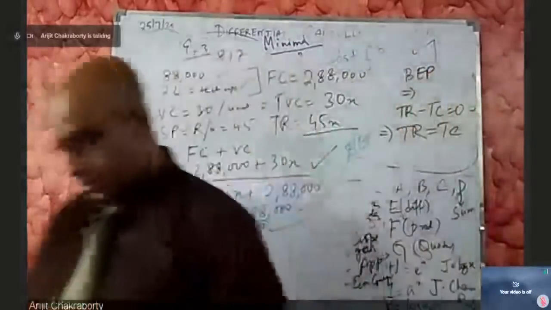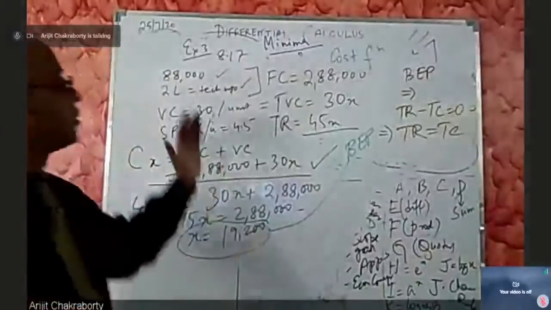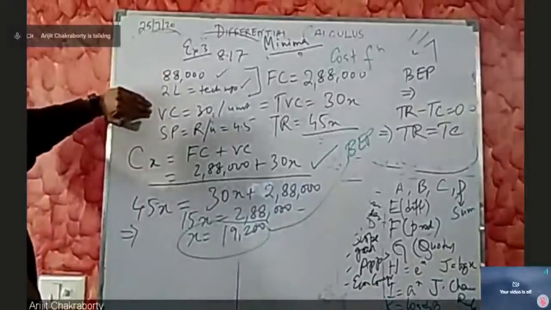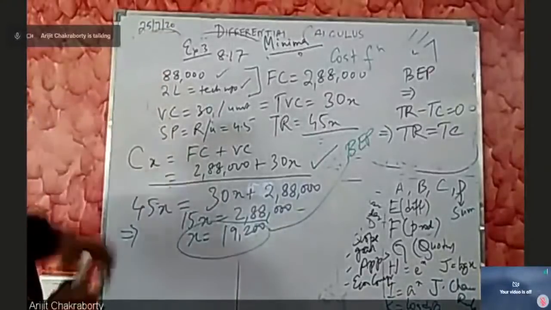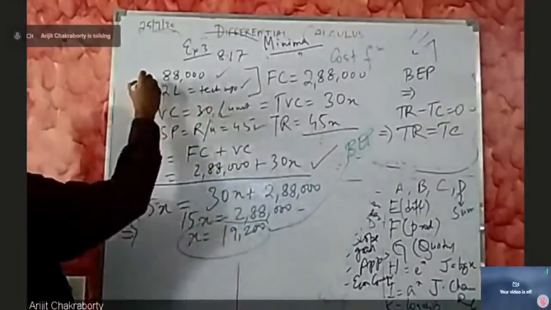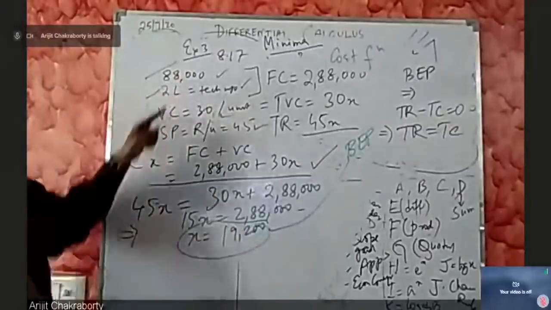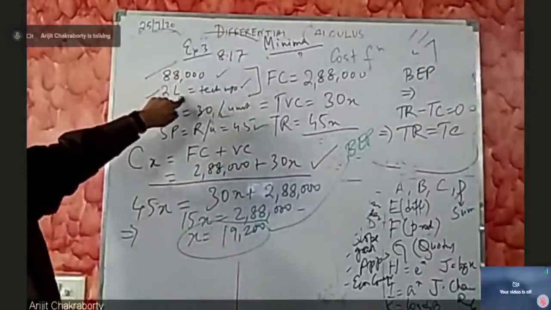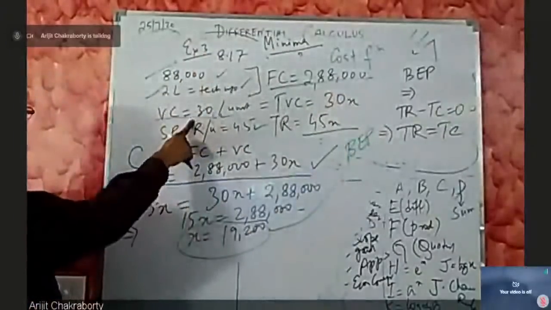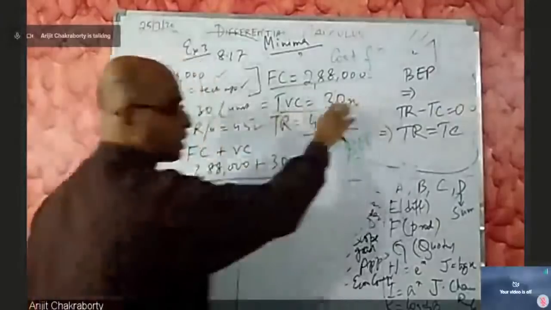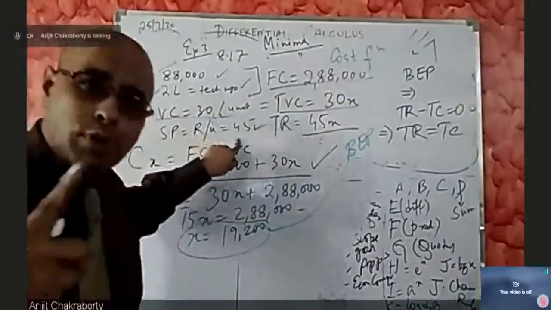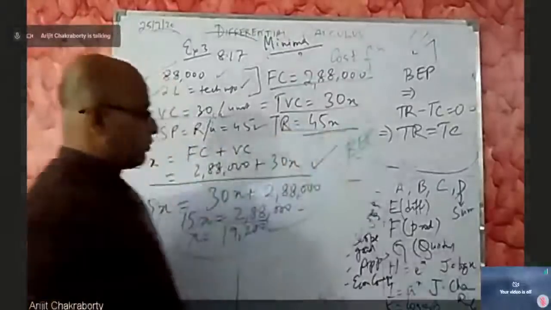Okay, so in this case, the problem was that we have to find out the cost function. Variable cost is given as 30 rupees per unit. Selling price is given as 45 rupees per unit, and two parts of fixed cost are given. From here we have found out the total fixed cost. With 30 rupees per unit variable cost, I find out the total variable cost, and the revenue per unit is given as rupees 45. My output is X, so my total revenue is 45X.